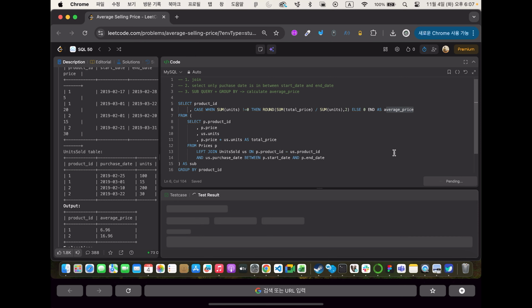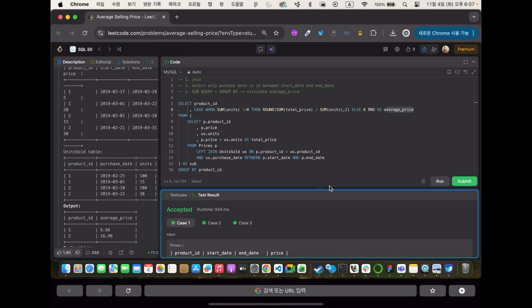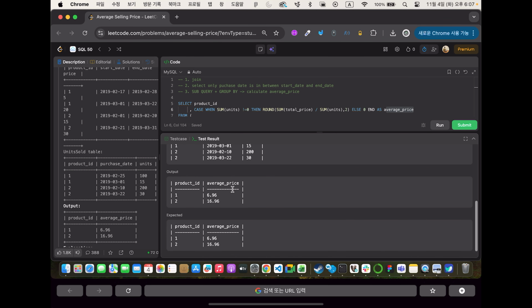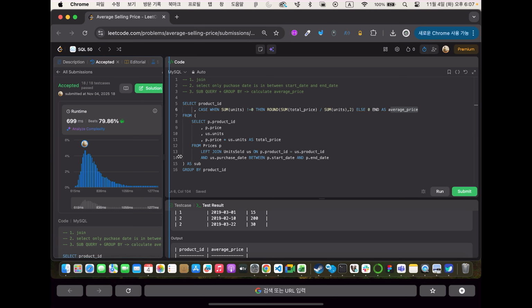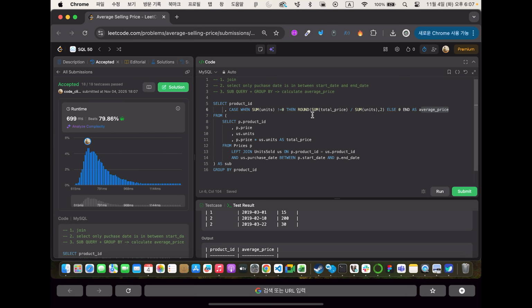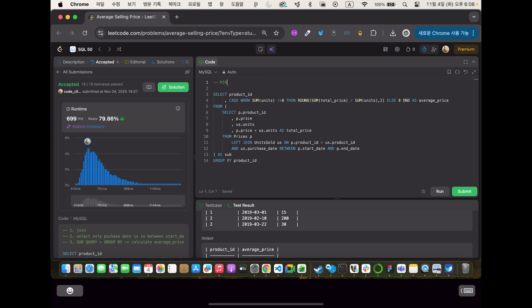Let's run the code. Yeah, all test cases succeeded, so let's submit the code. Yep, it worked, it succeeded. So I think this is the first way. There's also a simpler way, and I'm gonna show you guys a simpler way.